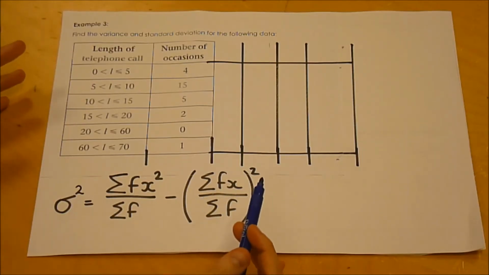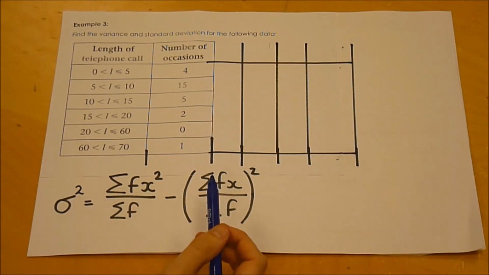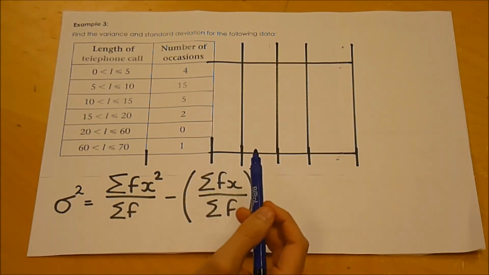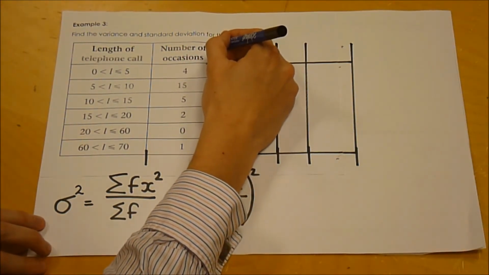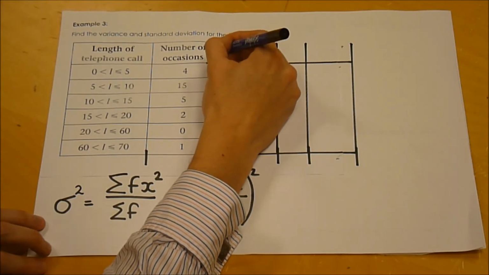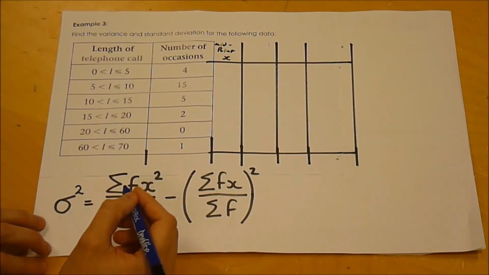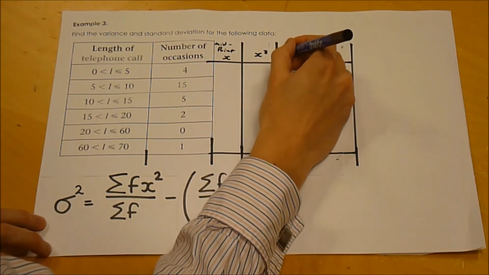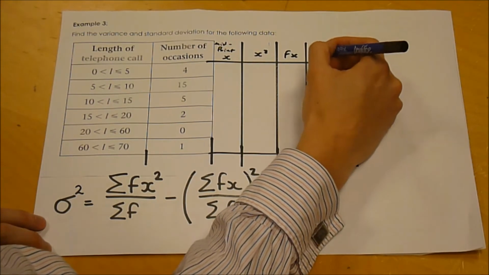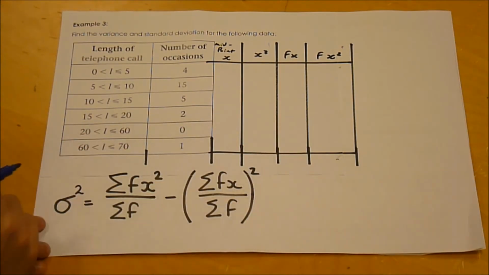Okay, so for example 3, obviously the difference is we've now got grouped data, and just like when you were estimating the mean, to make an estimate for the variance and standard deviation, we're going to need the midpoint. So our first column is midpoint, which is x. And then from there it very much follows on. So we're going to have to get x squared, we're going to need f times x, and we're going to need f times x squared. So that's the 4 additional columns that we need. And from there it's fairly straightforward.